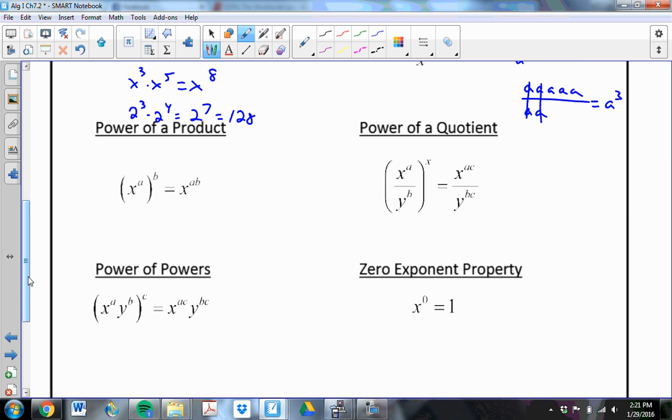Power of a power means to multiply. If I have y to the third to the fifth, that becomes y to the 15th. If I wanted to, I could write out y to the third 5 times to expand it out, but you get the idea. There's going to be 15 y's there.